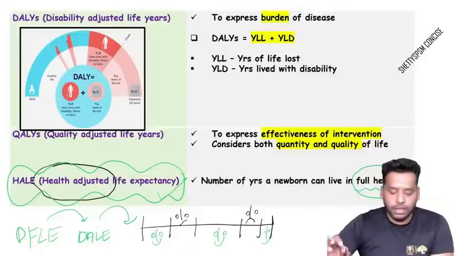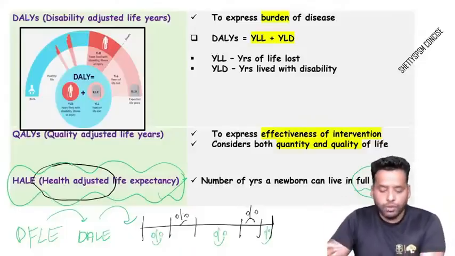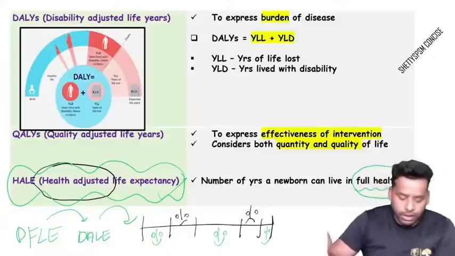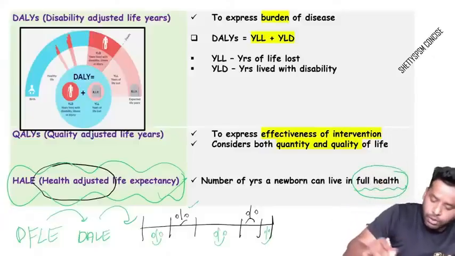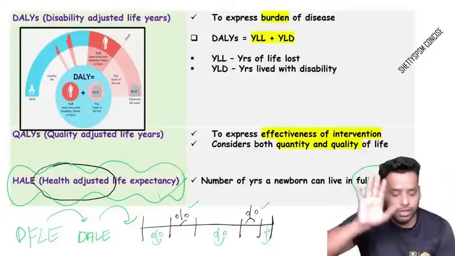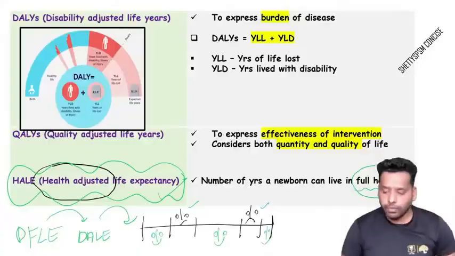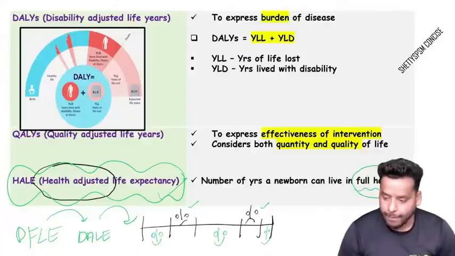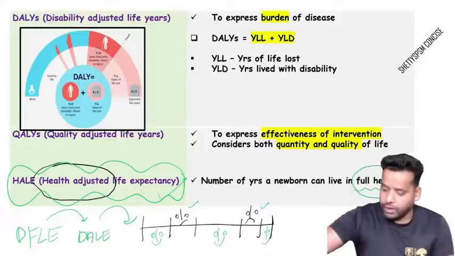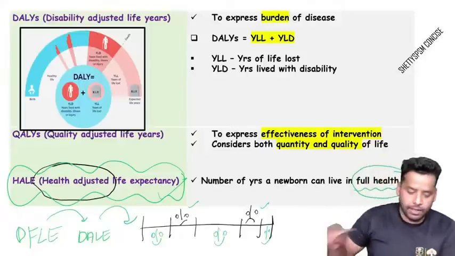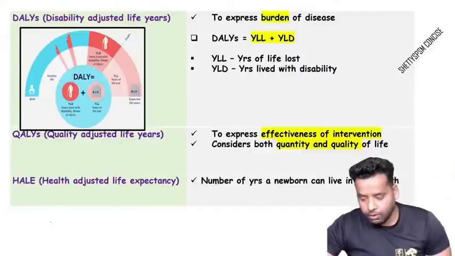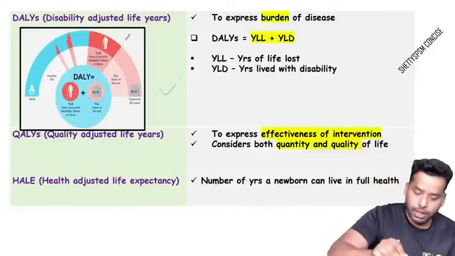If the disability pattern is more, HALE will be less. Tell me true or false. If the disability pattern is more, health adjusted life expectancy will be lesser. Tell me yes or no. Yes, sir. Very good. Health adjusted life expectancy MCQs we have covered, whatever they might ask in the exam.